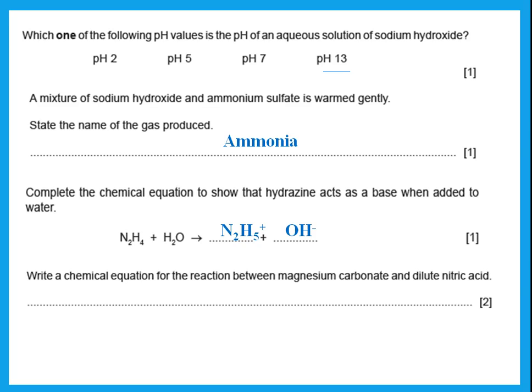Okay, write a chemical equation for the reaction between magnesium carbonate and dilute nitric acid. Remember that we said any carbonate with acid should give what?